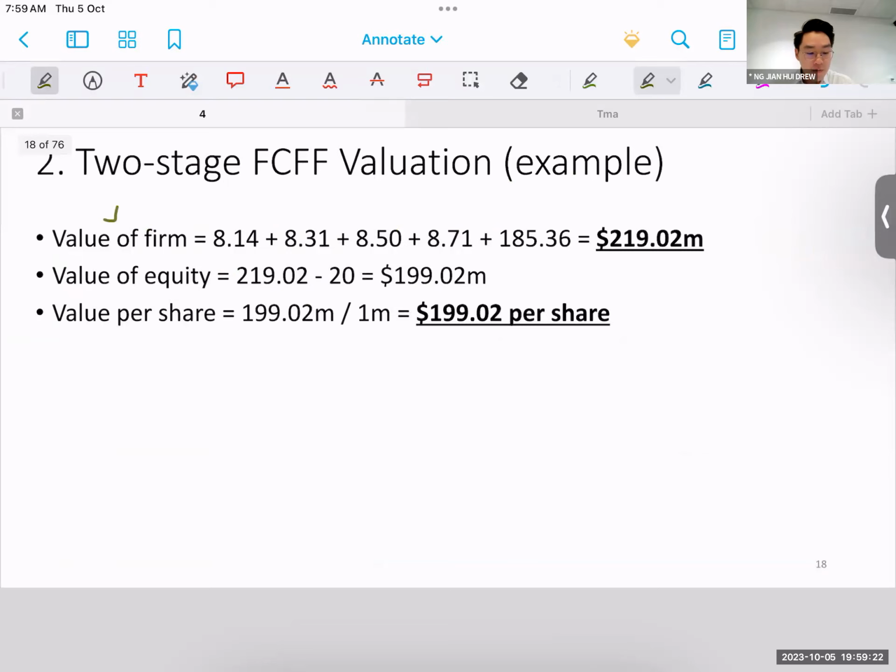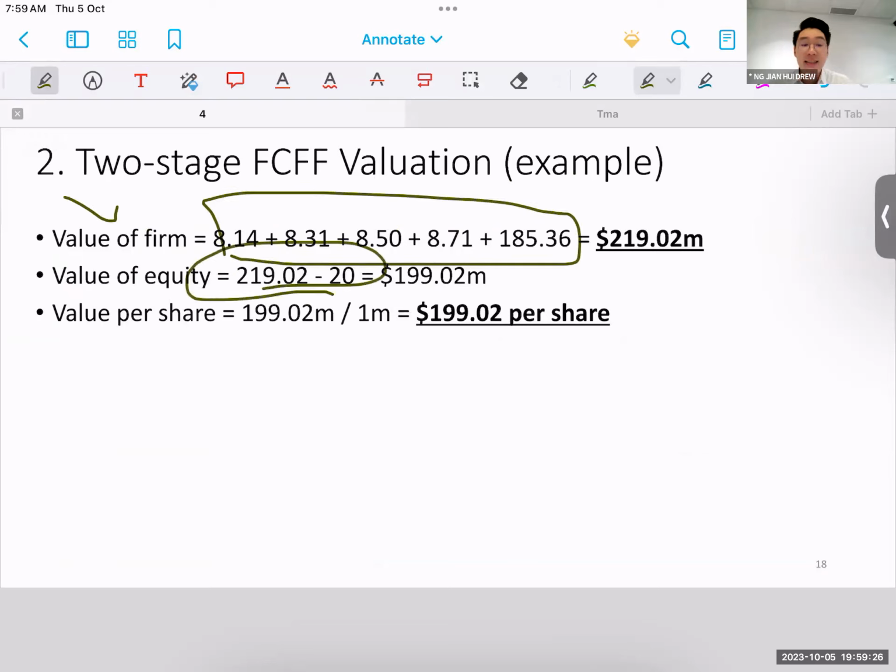So value of firm, you just add all the values up. Value of equity, you minus the market value of debt, and value per share, you just divide by 1 million. If you notice, like I mentioned earlier, the toughest part is usually the FCFF calculation, how you get the cash flow values. But once you are done with that, it's all good. And it's kind of simple.